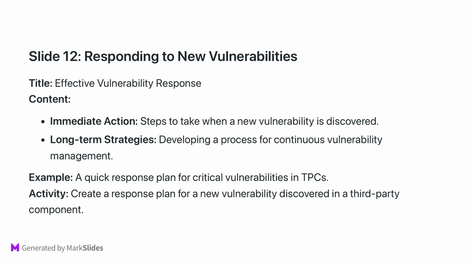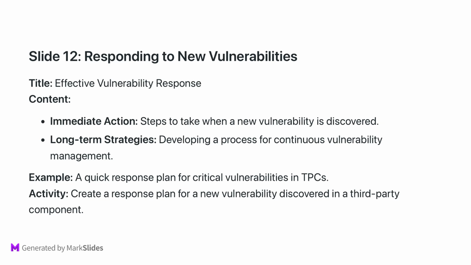1. Acknowledge the vulnerability. Ensure that you have a system in place to capture and acknowledge new vulnerabilities as they arise. 2. Assess the impact. Quickly determine the potential impact on your systems and data. Is it a high-risk issue that could lead to significant disruption? 3. Isolate and mitigate. If necessary, isolate the affected components and apply any temporary fixes or mitigations that can prevent exploitation until a permanent solution is implemented.